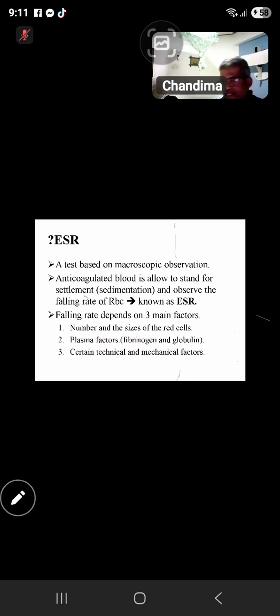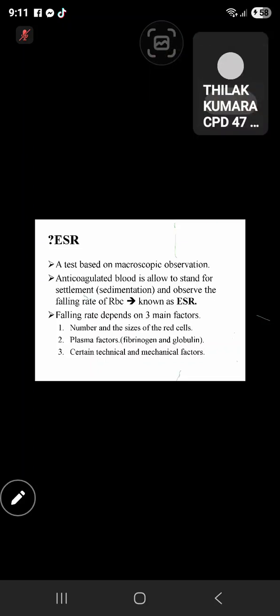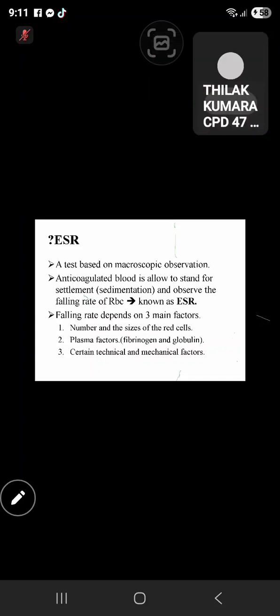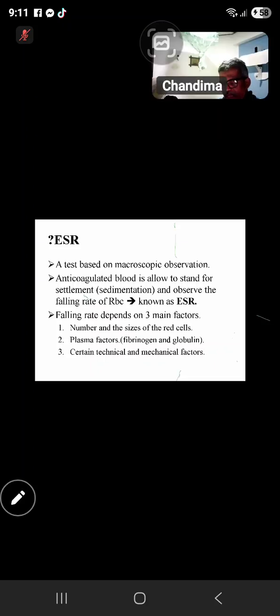As well as that, we have to mount the ESR away from the centrifugation and the direct sunlight, and those have to be avoided when you are mounting the ESR, right?